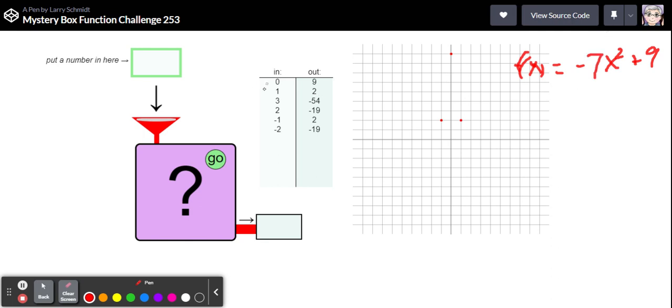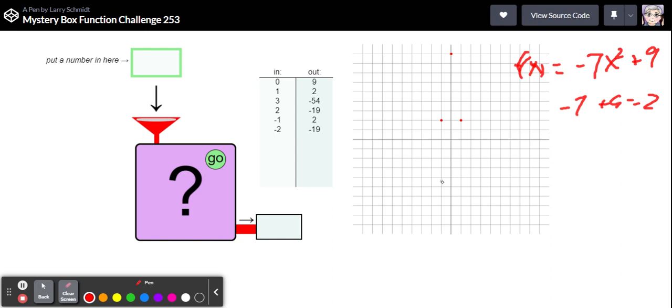And you could plug that 0 back in just to check this out. A 0 times a negative 7 is going to be 0 plus 9. That puts us right there. And then plug in the 1. So negative 7 times 1 squared is just negative 7 plus 9. That's going to give you 2.